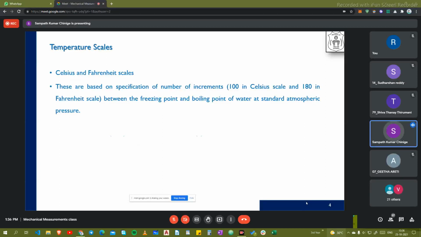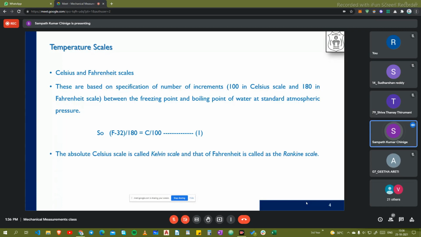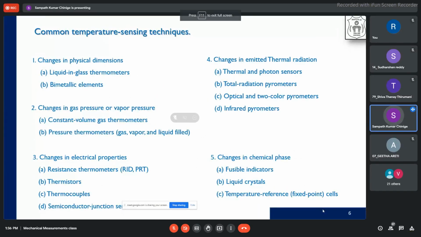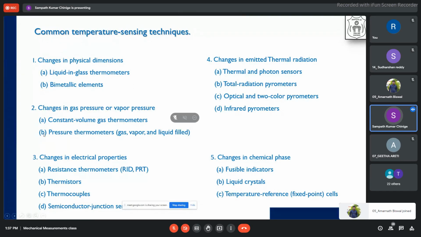Which are available with us for measuring the temperatures. We have discussed that. And then we have looked at the basic classification of different temperature sensing techniques. So based on different principles, we have ordered them, such as liquid in glass thermometer, bimetallic, constant volume pressure thermometers, RTDs, thermistors, thermocouples, and then semiconductors. And finally, the principle called changes in emitted thermal radiation.